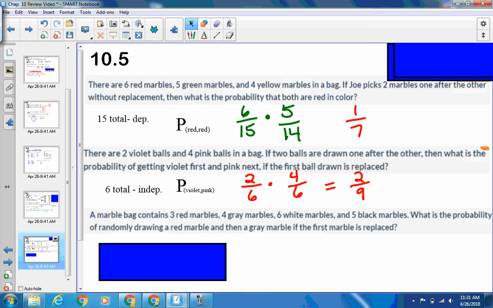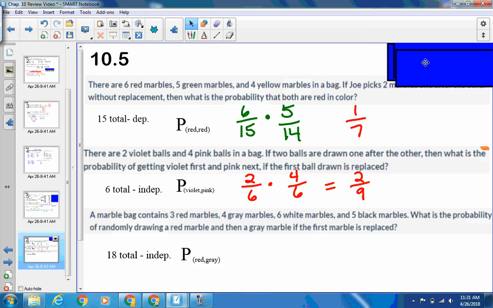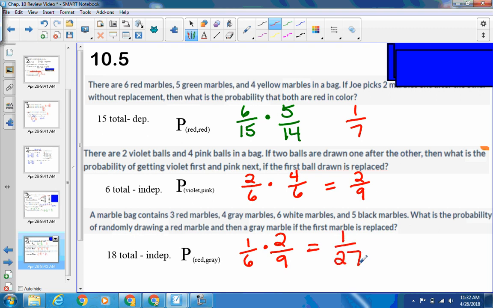And then our last problem, we have 18 total independent events. We're picking red, and then we're picking gray. So for red, I simplified 3 out of 18 to 1 out of 6, and I multiplied that by, now I have gray, 4 out of 18, and that's 2 out of 9. Simplify everything, and you get 1 out of 27 as your answer.